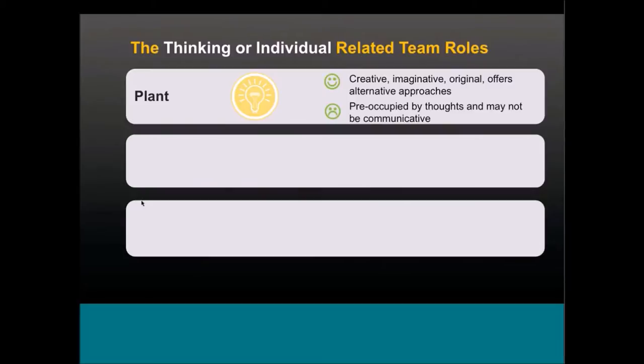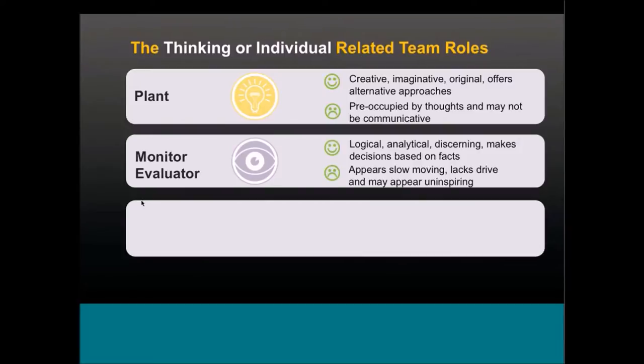The right and wrong, the good and bad, the plus and minus, the zero one, the binary thinker, the monitor evaluator. Discerning, objective, logical. You can see the third eye. Logical, analytical, discerning, makes decisions based on facts. Loves Excel. Everything has got to be data driven. Looks for data. Can appear to be slow moving because he is cautious. Doesn't take fast decisions. He always says, it's better to make the right decision slowly than the wrong one quickly.